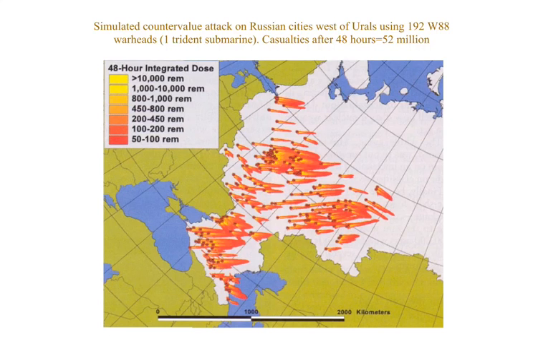Here's another one. This was a graphic that illustrated a simulated counter-value attack. So remember, that's a counter-city attack on Russian cities west of the Ural Mountains using 192 W-88 warheads. So these are the warheads that fit onto the Trident submarine-launched ballistic missiles that are on board the U.S. Trident submarines. So this is just with one submarine. And if all those warheads got through, after 48 hours, that attack would have killed 52 million Russian citizens.